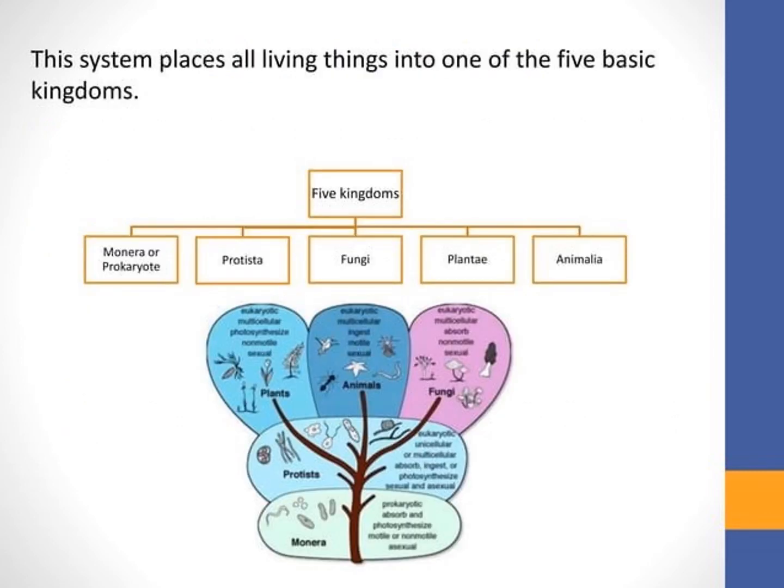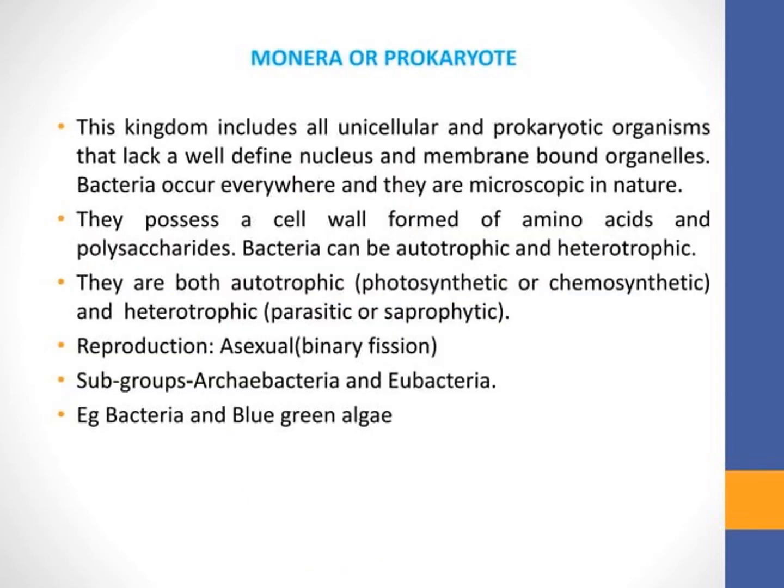Next, the five kingdoms are Monera or prokaryote, then Protista, then Fungi, Plantae, and Animalia. This is the classification of all the five kingdoms. Monera or prokaryote, what are they?